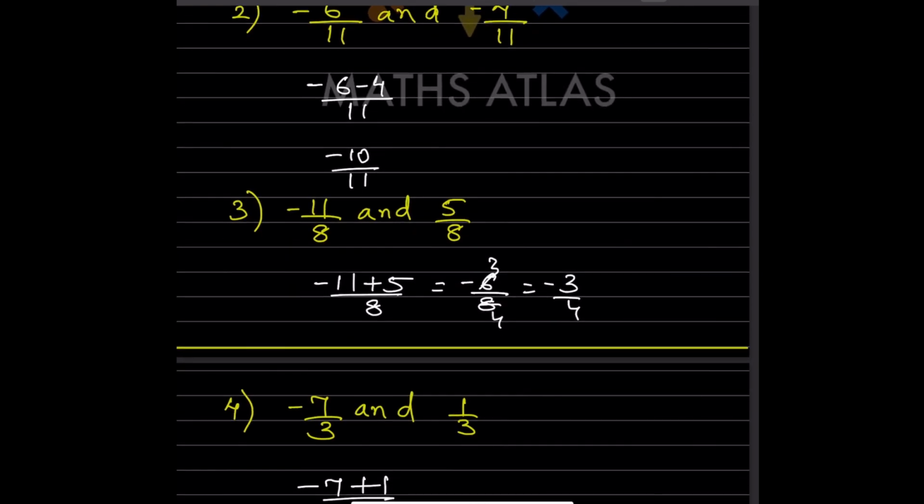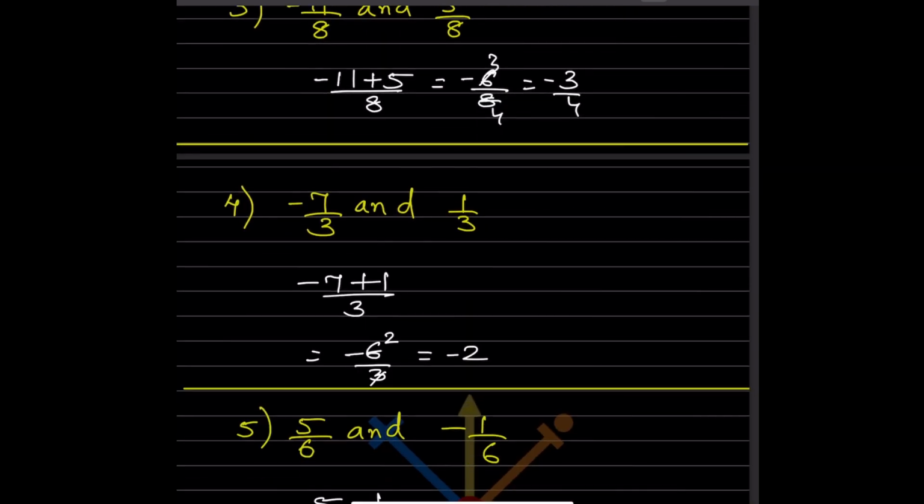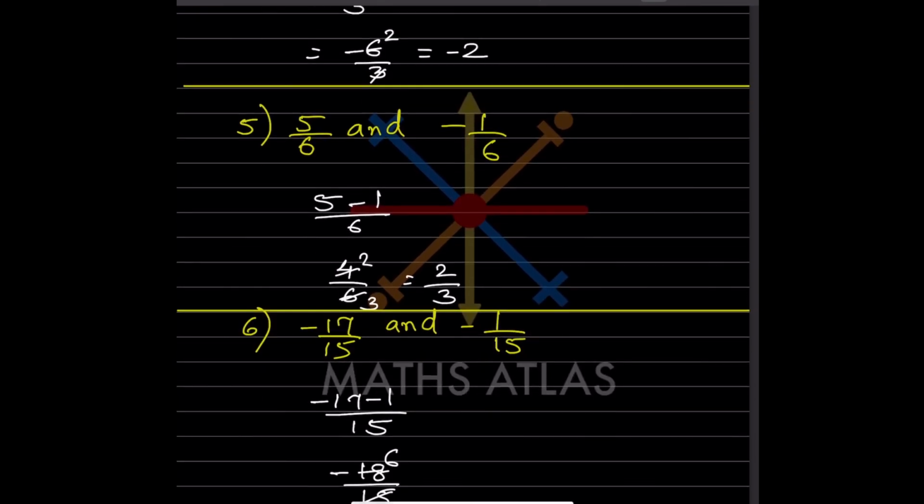Again for this one, minus 11 plus 5 by 8, that will be minus 6 by 8. 2 3s are and 2 4s are, that will be minus 3 by 4. Here, minus 7 by 3 plus 1 by 3, that will be minus 7 plus 1 by 3. So minus 6 by 3, 3 1s are, 3 2s are, that is going to be minus 2. These are actually the simple ones.